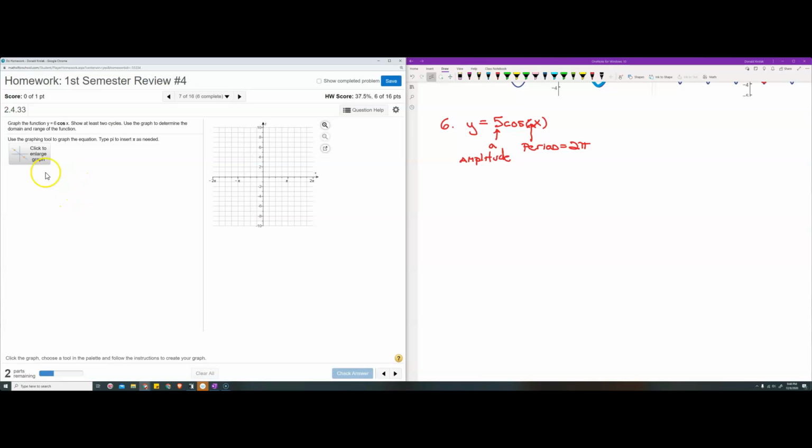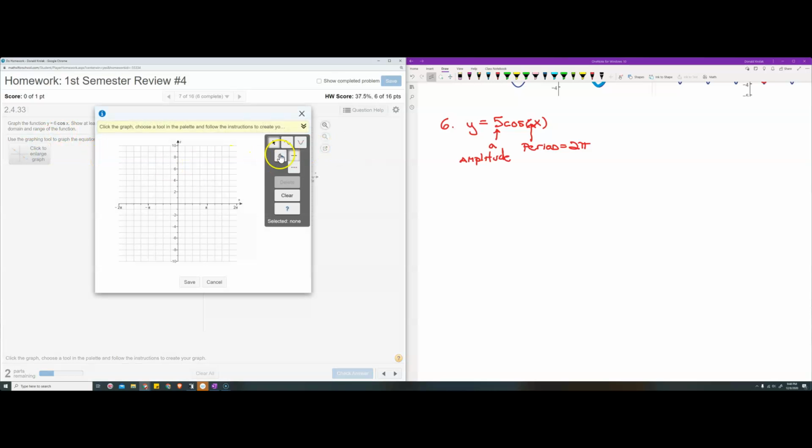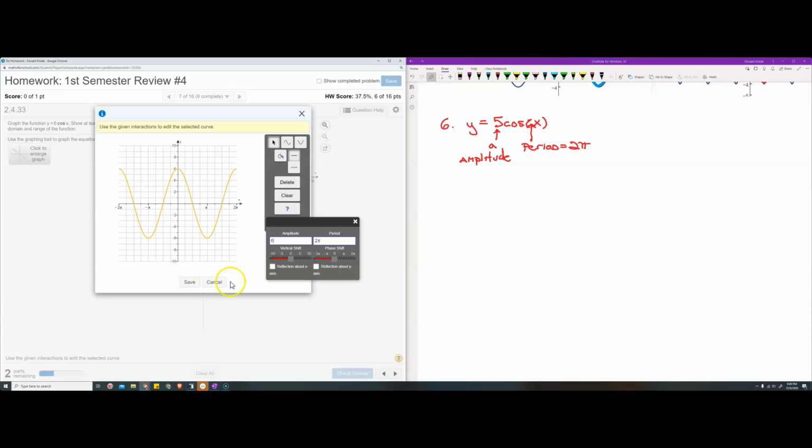Next question is graph 6 cosine x. So we click on the graph. It's a cosine graph, so I click the cosine, go to the origin, and that graphs a cosine. Now I want to take the amplitude and change it to 6. And there's my graph.